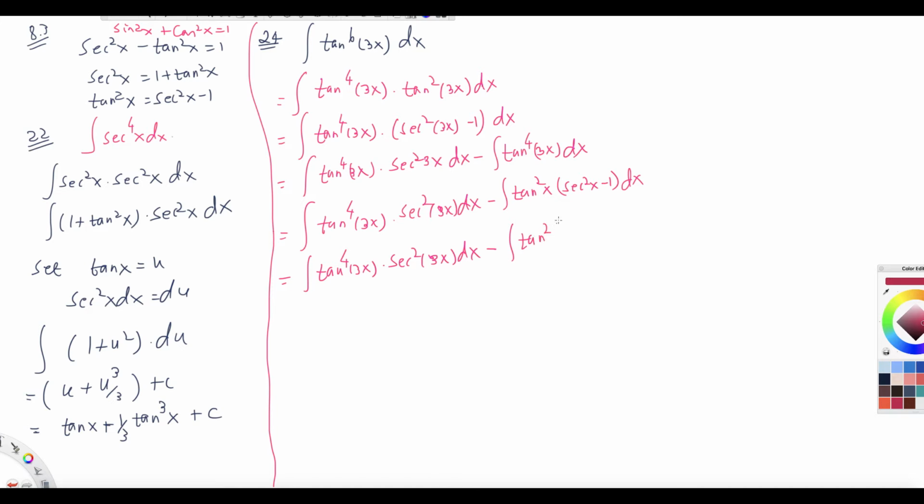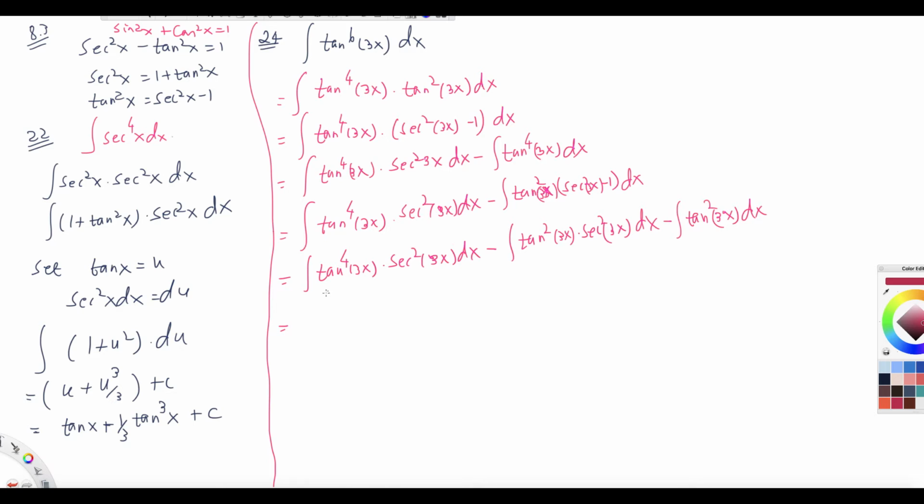Oh, by the way, there is 3x, and there is also 3x. Tangent square 3x times secant square 3x dx minus, now tangent square 3x times 1 will be the integral of tangent square 3x dx. So I'm just distributing and then separating the integrals as well. You can always separate the integrals for the positive plus and minus. Alright guys, so what I'm going to do here, again I want to write the tangent square as secant square minus 1, because I know the integral of secant square is tangent, that's why.